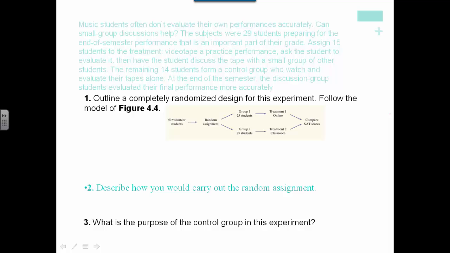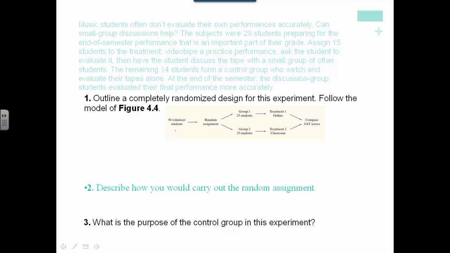The remaining 14 students form a control group who watch and evaluate their tapes alone. At the end of the semester, the discussion group students evaluated their final performance more accurately. Outline a completely randomized design for the experiment. So here's an example of how that would look.